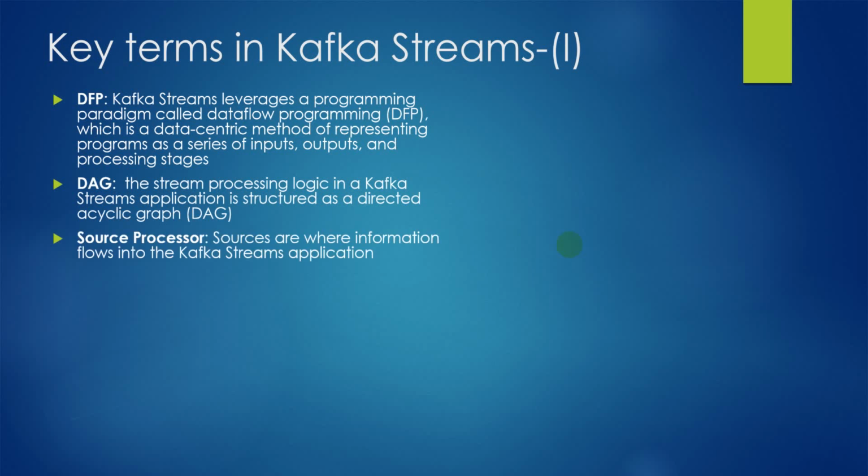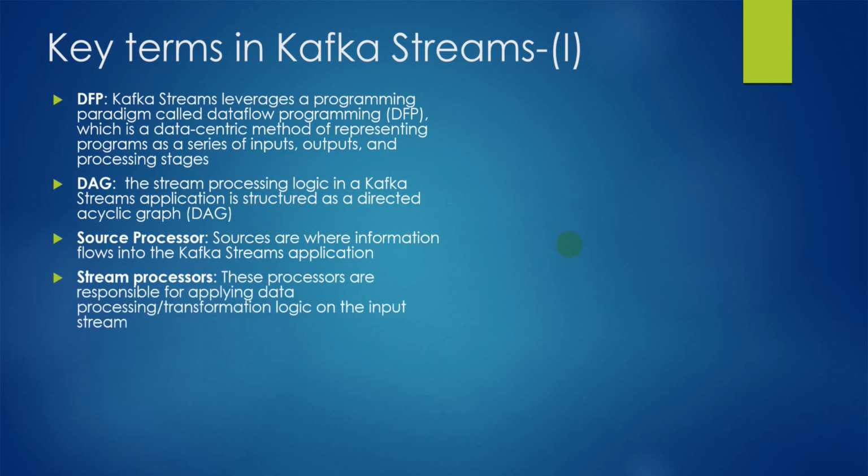Source processor. Sources are where information flows into the Kafka Streams application. In other words, the source processor will consume the data from the Kafka source topic and flow it into the Kafka Streams application.